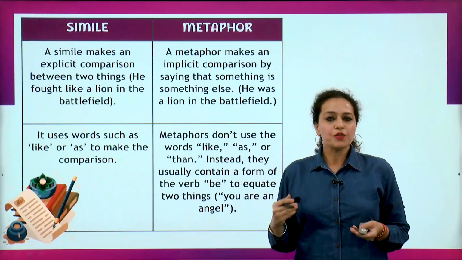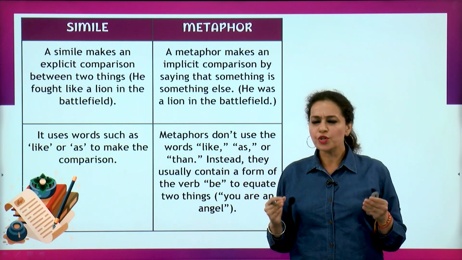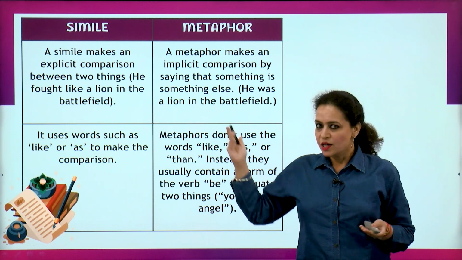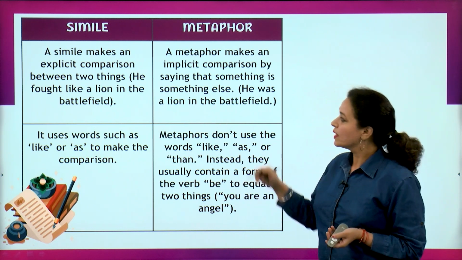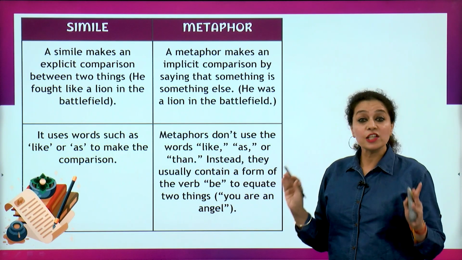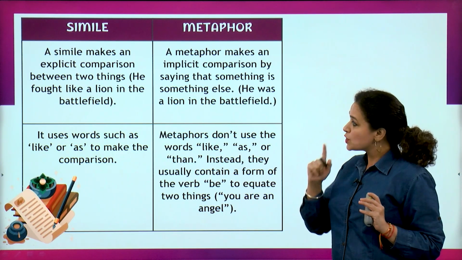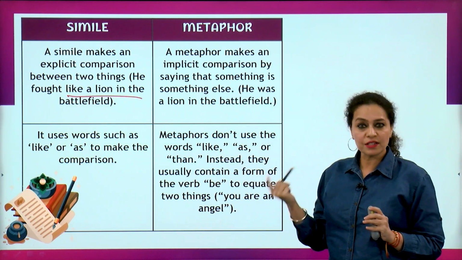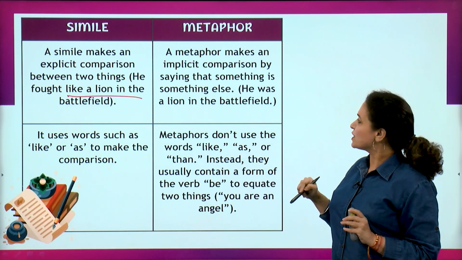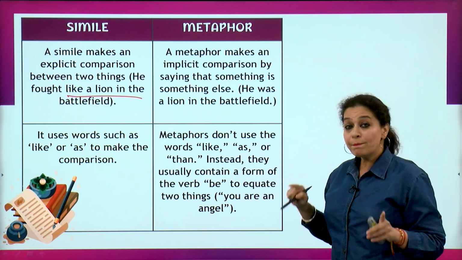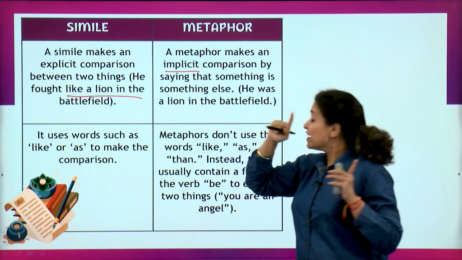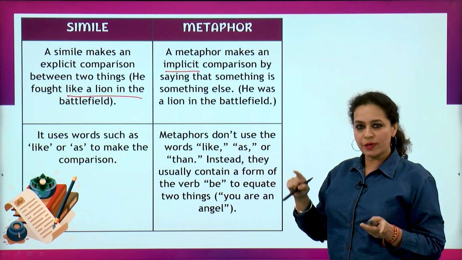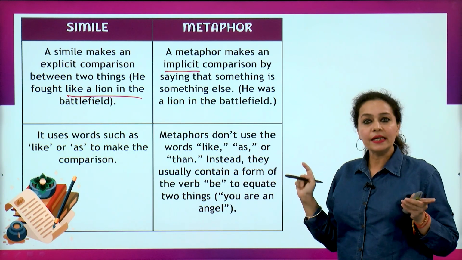Now, when we talk about simile and metaphor, I'm sure you must be slightly confused. What is the difference between simile and metaphor? So let's have a look at the difference now. A simile makes an explicit comparison between two things. You can see the example, he fought like a lion in the battlefield. And a metaphor makes an implicit comparison by saying that something is something else. See, the same example can be rephrased into a metaphor like, he was a lion in the battlefield.